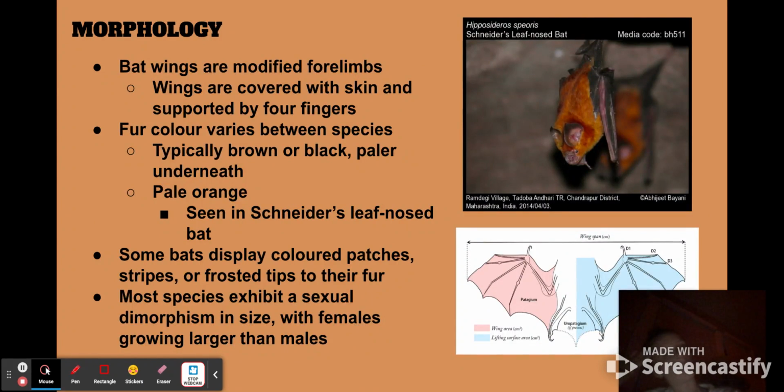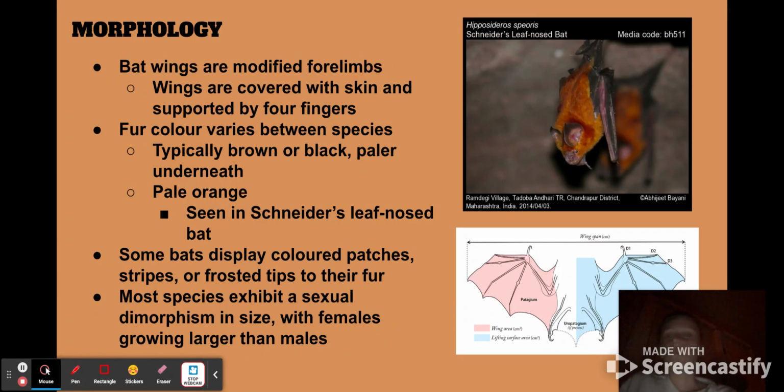So speaking of morphology, their wings are just modified forelimbs, which is super different from bird wings because it's called a patagia. The wings are covered with skin and supported by 4 different fingers. And I'll speak about it a little more in my flight slide, but the 4 fingers allow for super precise movement that allows them to fly so precisely and be able to catch prey.